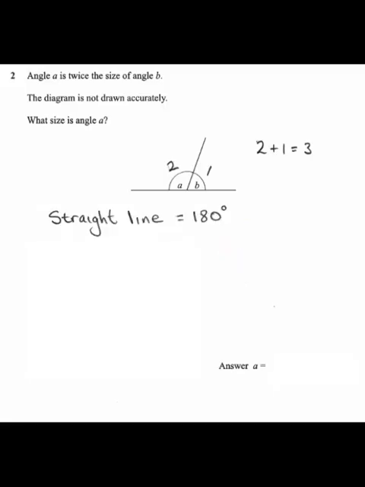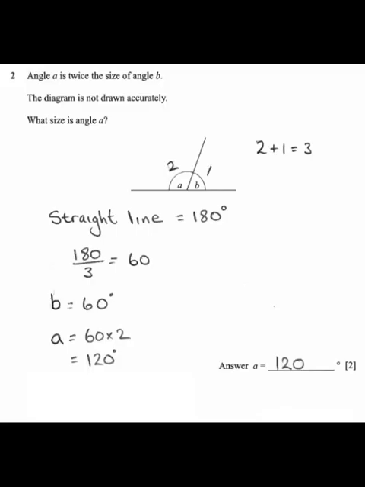Next step is I've highlighted that a straight line is equal to 180 degrees. So those two angles there together would add up to 180 degrees. Next, we divide with the 3 here. So 3 bits would add up to these angles here. So if we divide 180 divided by 3, we have 60 for every bit. So B would equal 60, and A would be twice that size, which would be 60 multiplied by 2, which is 120. So you have the answer of 120 there.